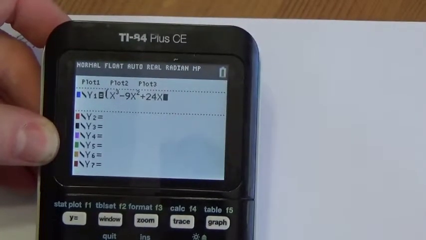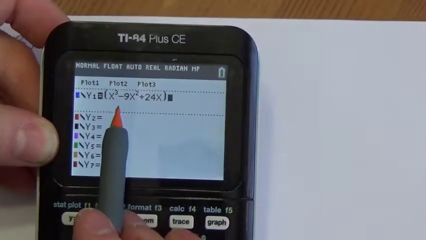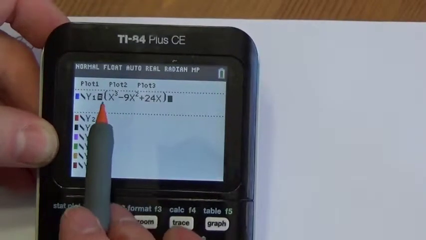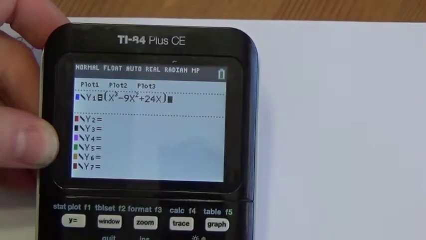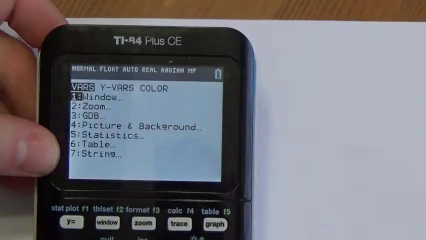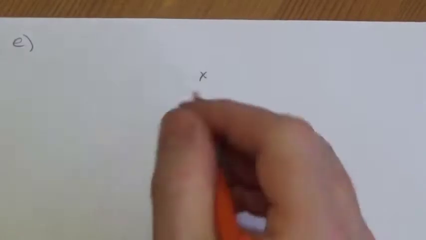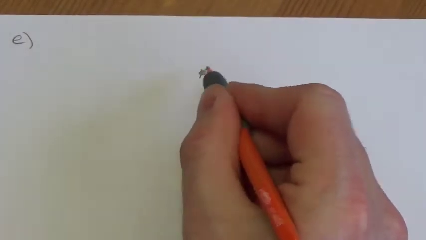I'm having a hard time getting rid of that thing. There we go. Here's my displacement function: t cubed minus 9t squared plus 24t. I want to figure out what my initial displacement is. So vars, y vars, function y1. I want to figure out what that is at 0. It's 0. Okay, so we are starting right on the origin. That's important.